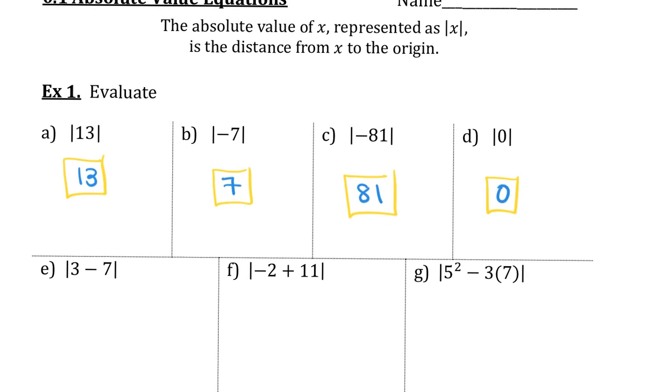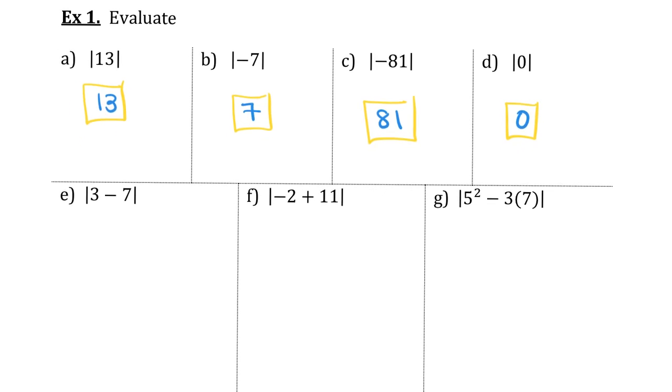Okay, we treat absolute value like parentheses. So if I look at E, it's the absolute value of 3 minus 7. This is like imaginary parentheses. So I do what's on the inside first, and I keep the bars on the outside. So 3 minus 7 is -4. Now that I'm done with the inner parentheses, what is the absolute value of -4? It's 4.